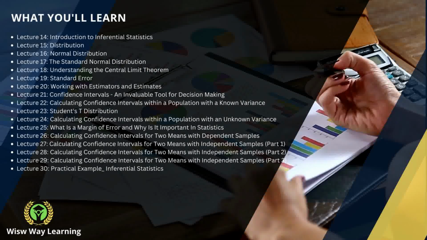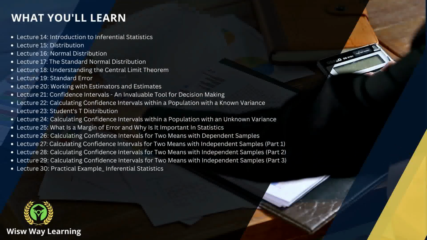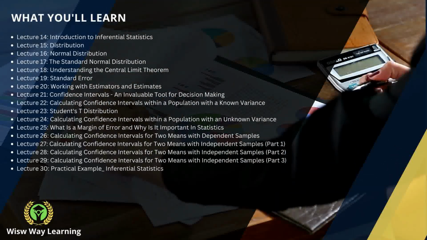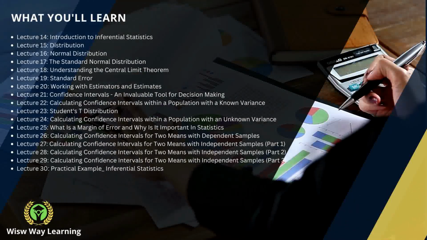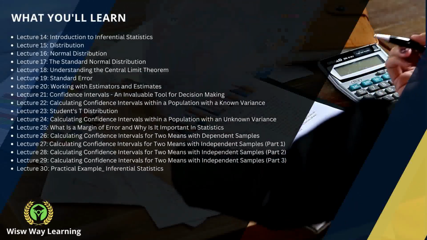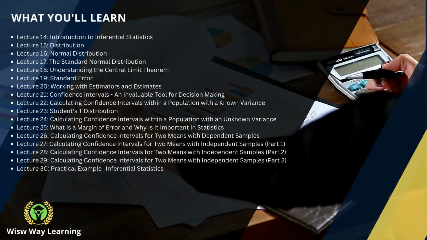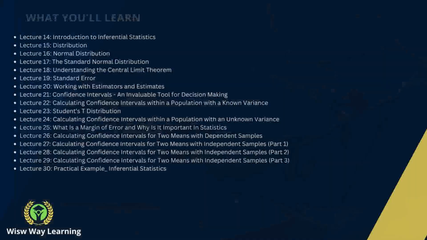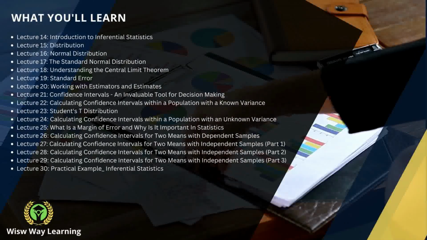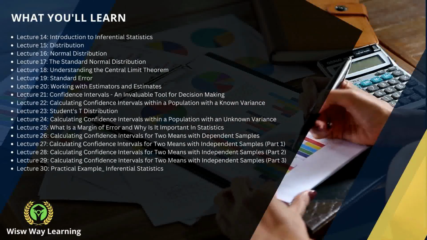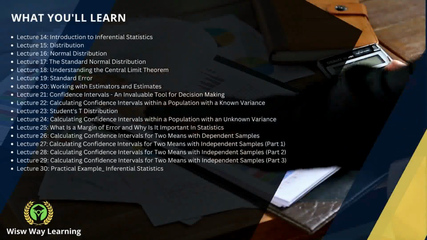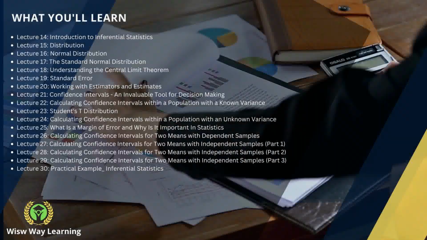Lecture 26, Calculating confidence intervals for two means with dependent samples. Lecture 27, Calculating confidence intervals for two means with independent samples Part 1. Lecture 28, Part 2. Lecture 29, Part 3. Lecture 30, Practical example, inferential statistics.